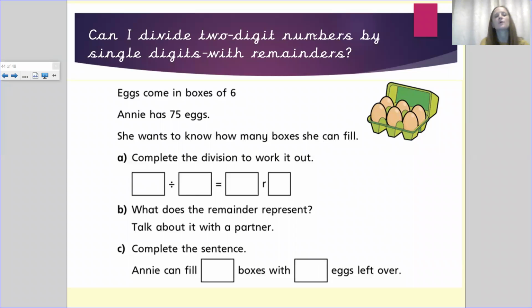Okay, so the next question says, eggs come in boxes of 6. Annie has 75 eggs. She wants to know how many boxes she can fill. So already we can see that this question is going to be 75 divided by 6. That's what she's asking. How many boxes can be filled with the 75 eggs that have been collected? So what it is asking you to do is to divide 75.